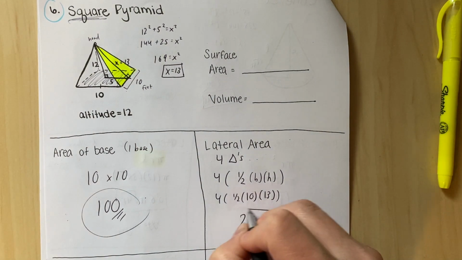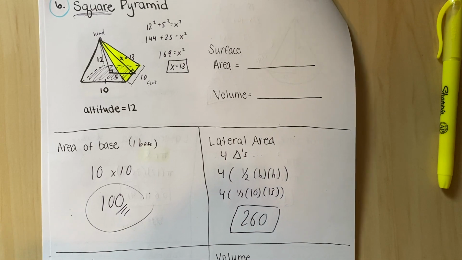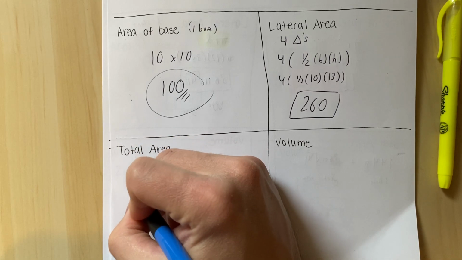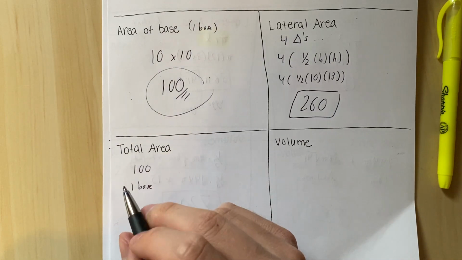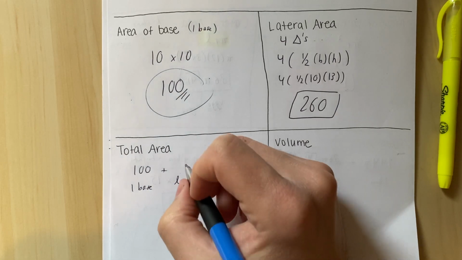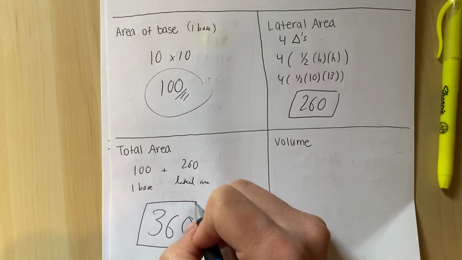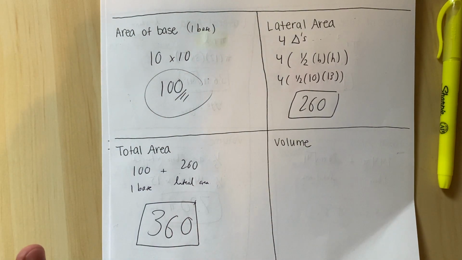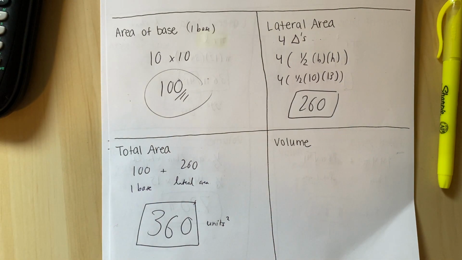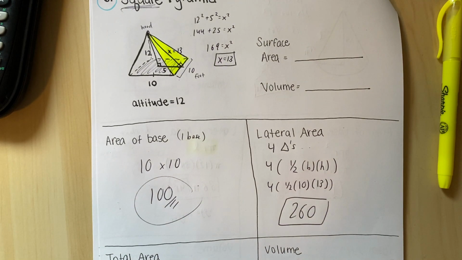260. That's the total lateral area from the 4 triangles. So the total area is the one base, which we got before, plus the lateral area, which was 260. So total area is 360. Okay, and we can put units squared. All right. So from that point, not that bad, right? Because we're breaking it down into its parts.